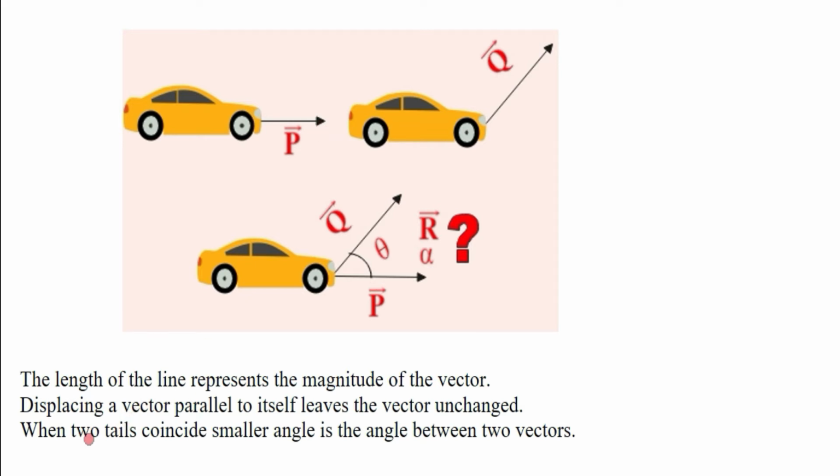Okay, next, what is the third point? When two tails coincide, smaller angle is the angle between two vectors. So you already know that this is called as head and this is called as tail. Okay, now here you can observe that the tail of Q bar and the tail of P bar both coincided. Okay, now when two tails coincide, this smaller angle will be the angle between two vectors. Okay, now let us see how we apply these 3 points to our present context.